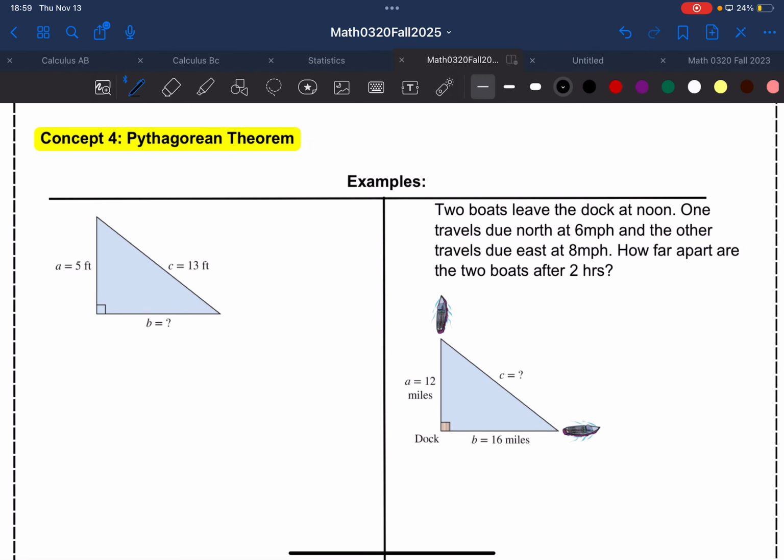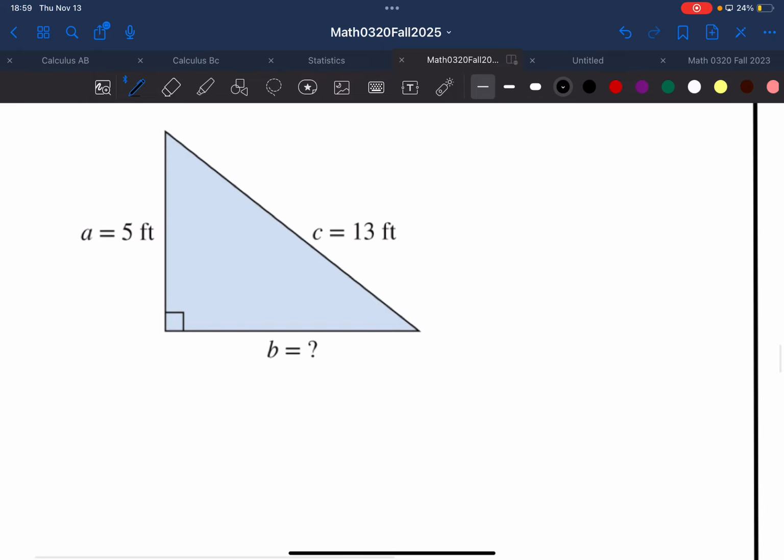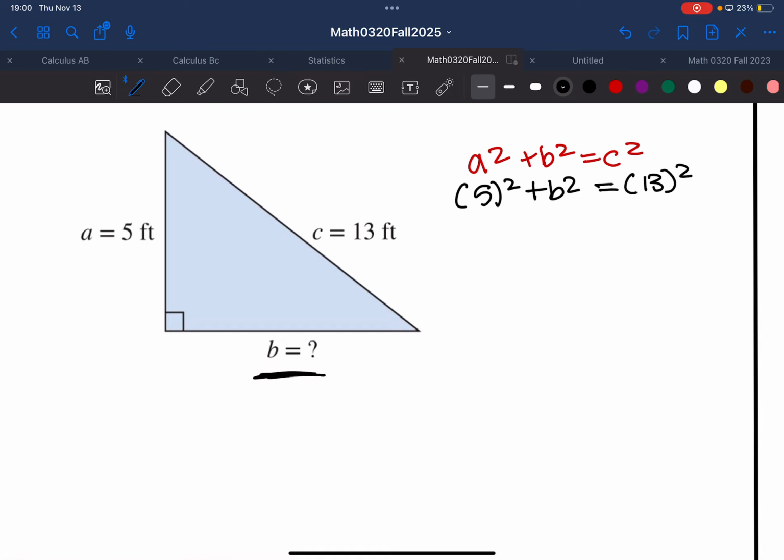Okay, so continuing the notes, we're on concept 4, Pythagorean theorem. For this one, we're just going to find our missing side, and we already did that in the previous notes. So remember, this is a squared plus b squared equals c squared. They label a, b, and c for us, so I'm just going to plug in my numbers. So I have 5 squared plus b squared, because I don't know b squared, is equal to 13 squared.